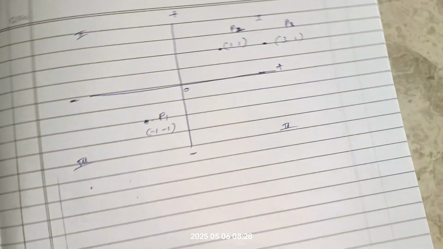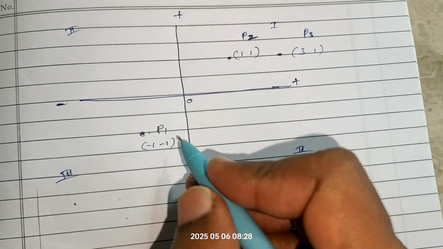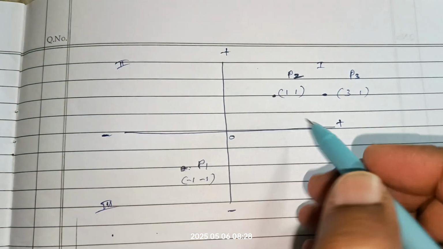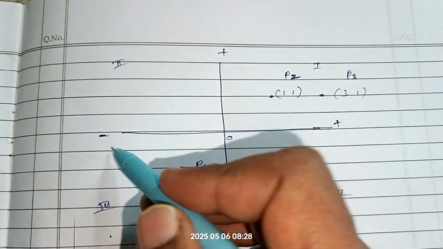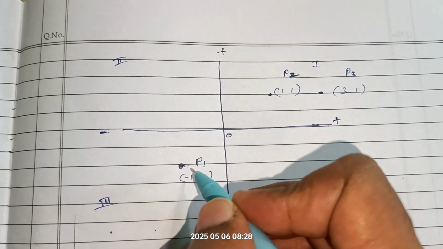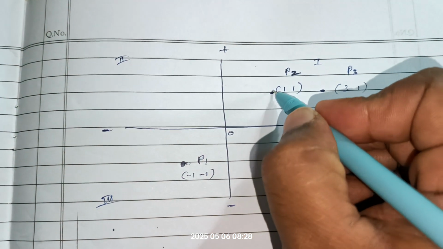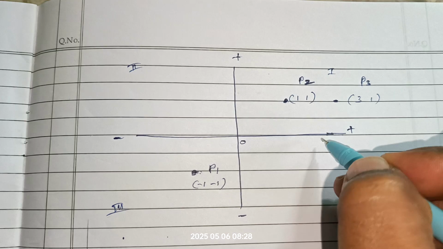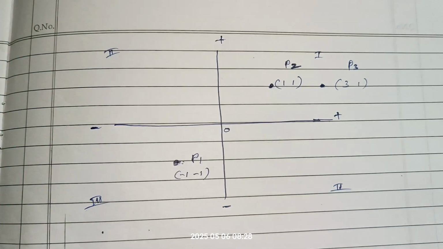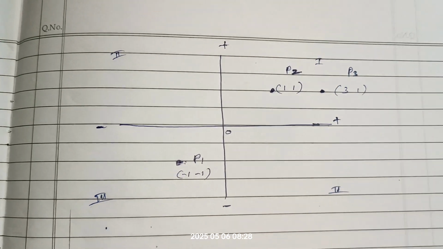So here, for the first point, we'll take the ASTC, that is plus plus, minus minus: first, second, third and fourth quadrant. Minus 1 we will locate here, plus 1 we will locate here, and plus 3 means here we will locate here, according to the standard coordinate system.